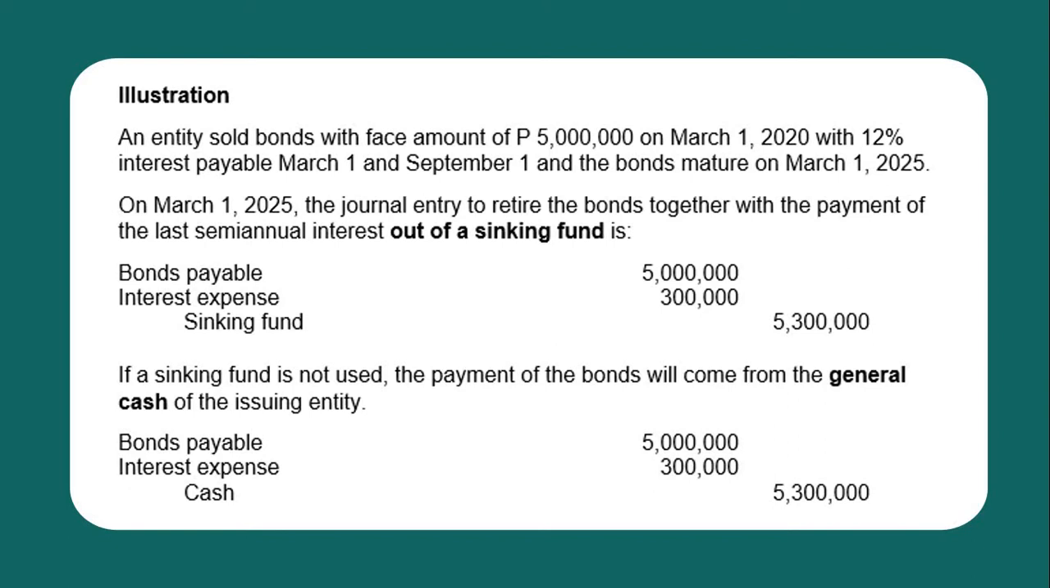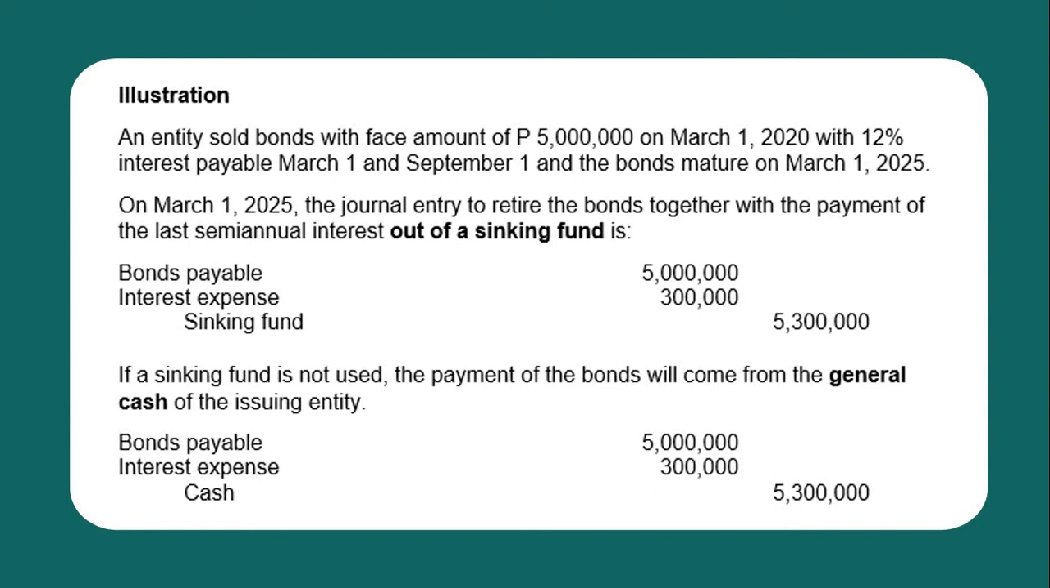Now, in such a case that there was no sinking fund established from the very beginning, of course, the payment will come from the general cash. So, instead nga credit nato is sinking fund, since we don't have any sinking fund in this situation, we will credit cash at 5,300,000. So, that is as simple as that. That is how we record the retirement of the bonds on maturity date. So there's no complication when the bonds are matured on this maturity date.